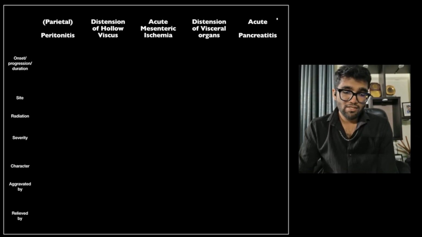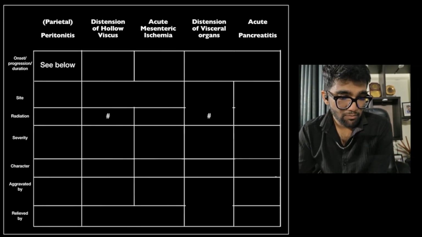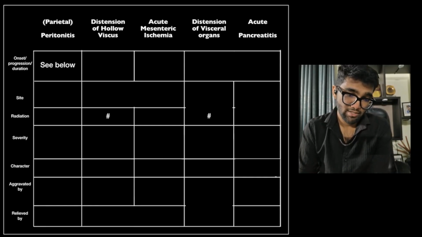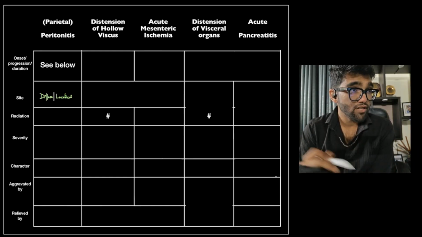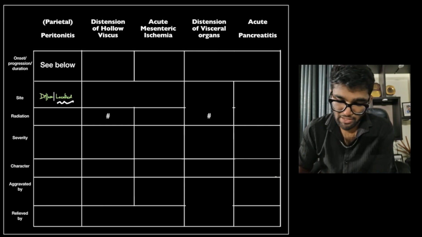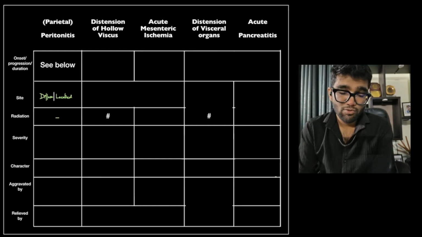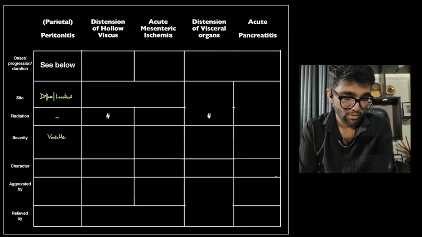So as I've just discussed, these are the five causes that we'll be talking about head to head. In case of parietal peritonitis, the onset, progression, and duration of pain will depend on where the peritonitis has occurred. So we'll talk about that subsequently. The site depends on how severe it is and what the exact location is. So it is often localized but can be generalized. The radiation of pain: parietal peritoneal pain is due to activation of somatic fibers that are innervating the parietal peritoneum. So they do not radiate anywhere.